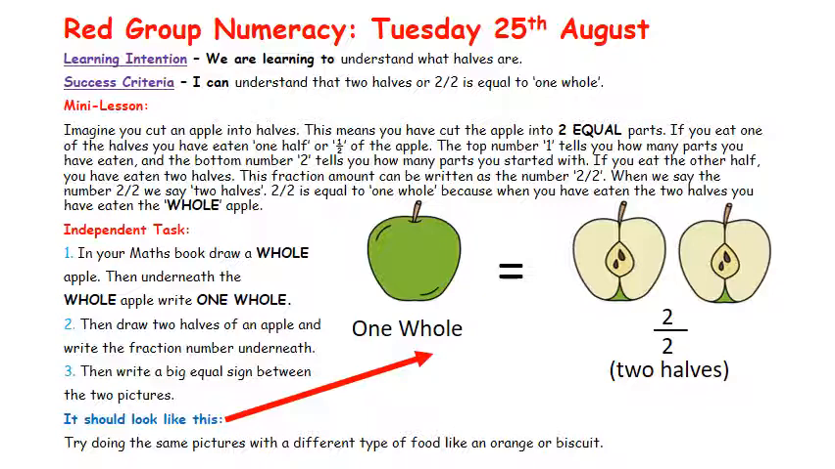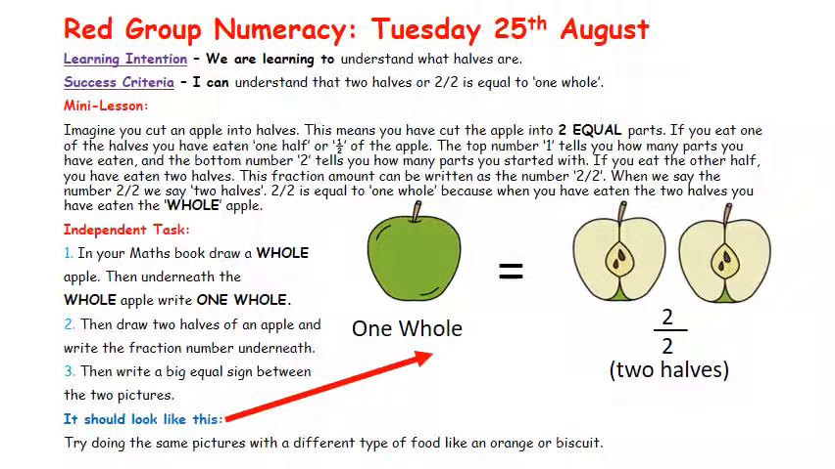So in the picture you can see 2 halved apples and the fraction amount 2 halves. Then in between the whole apple and the 2 halves, write a big equal sign so that you know that 1 whole apple is the same amount or is equal to 2 halves of an apple. Your picture should look like this.